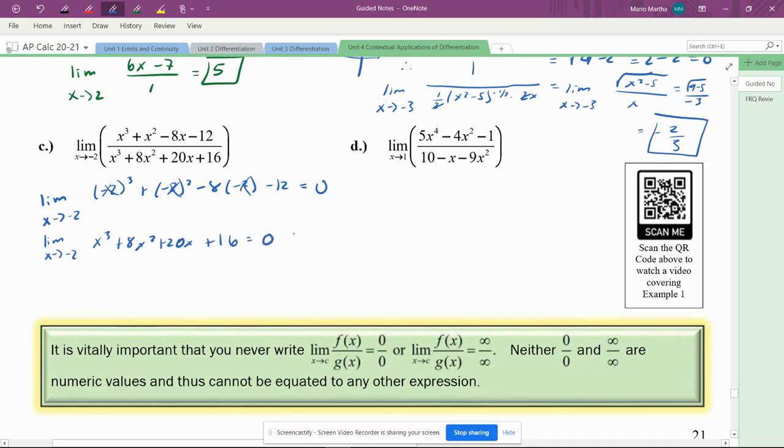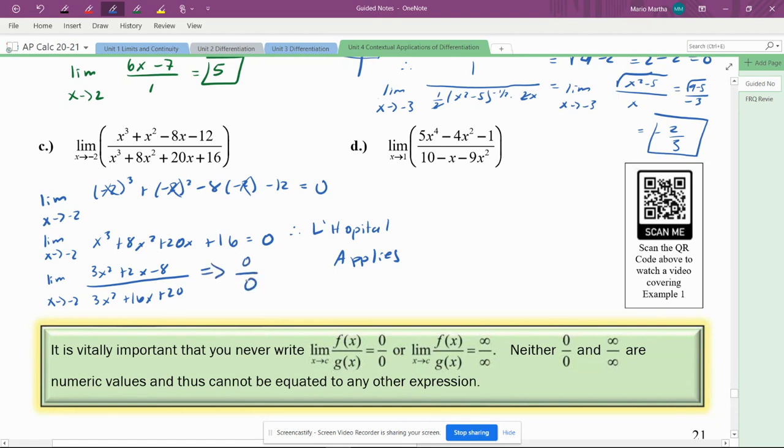So again, we can say, therefore, L'Hopital applies, right? All right, and then from there, take the derivative. So we're going to say the limit as x approaches negative 2. On the top, we're going to have 3x squared plus 2x minus 8, and then divided by 3x squared plus 16x plus 20. And then from there, if you notice again, we do end up with 0 over 0.